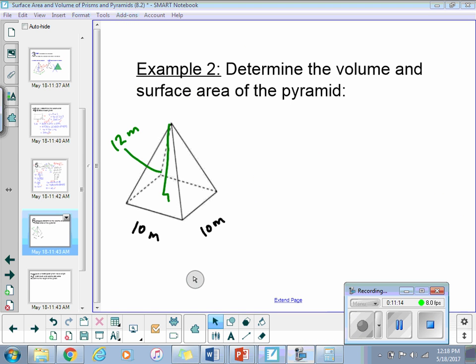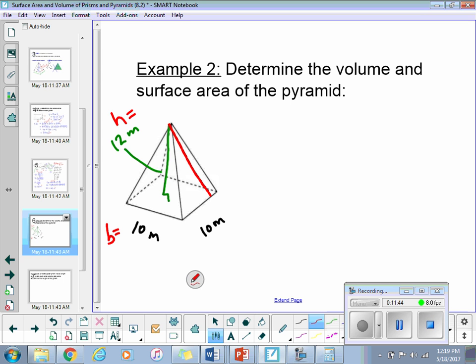For this example, I want you to again try and place the letter variable beside the number. So what's the S, what's the H, and what's the B? Pause the video and do that on your own. If you come back, you find that your 12 is your H value, your 10 is your B value, and we don't have the S. We're not given the S. It would be this line over here, but we don't know what it is.